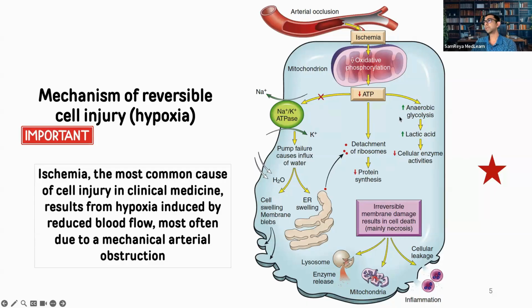All of these are very important changes, and they have asked all of these features of a reversibly injured cell in a lot of MCQs. So all that I have mentioned till now are reversible features of a reversibly injured cell. There are more features that we talk about when the cell is irreversibly injured. We'll get to that in a bit.